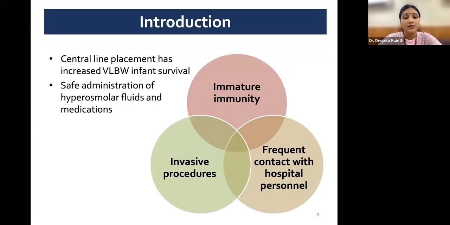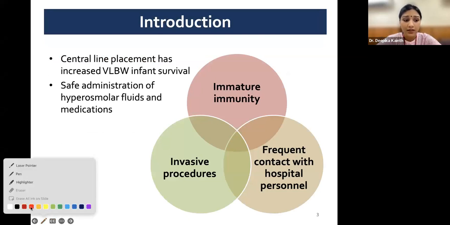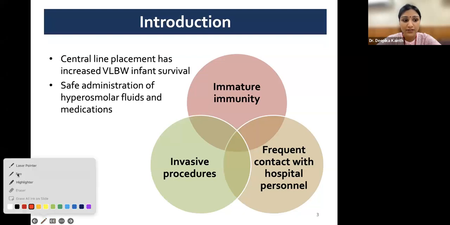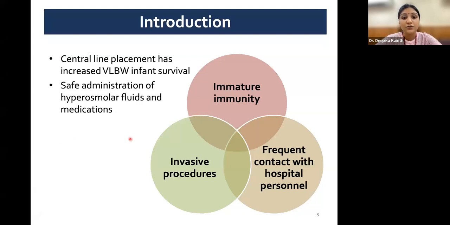Coming to the introduction, central line placement has increased very low birth weight survival to a great extent. Central lines are used in NICUs for safe administration of hyperosmolar fluids and medications. These allow high inotropes, a high amount of fluids, parenteral nutrition, and other medications to go safely into the neonate intravenously without any hazardous complications related to osmolarity.